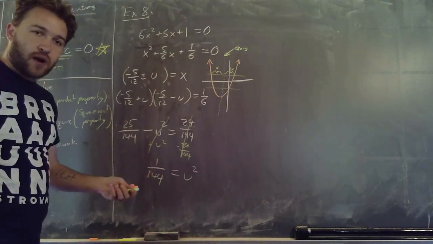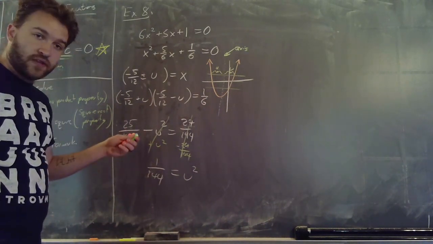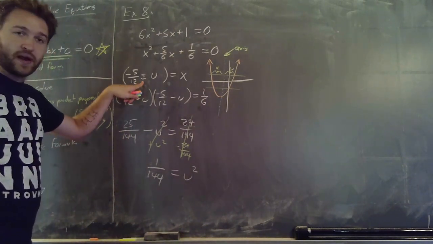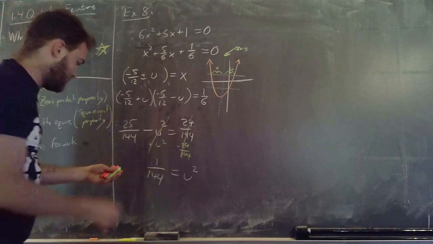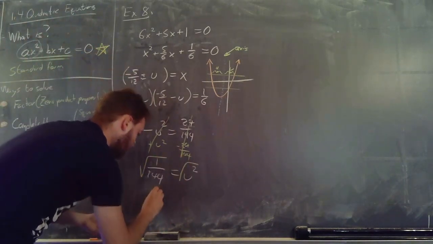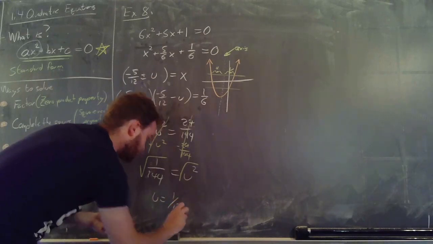This is square root property at this point. We can take a square root of this, and I'm not going to include the plus or minus because the plus or minus is already included right here. So if I take a square root of this thing, what I will be able to see is that u is equal to 1 over 12.